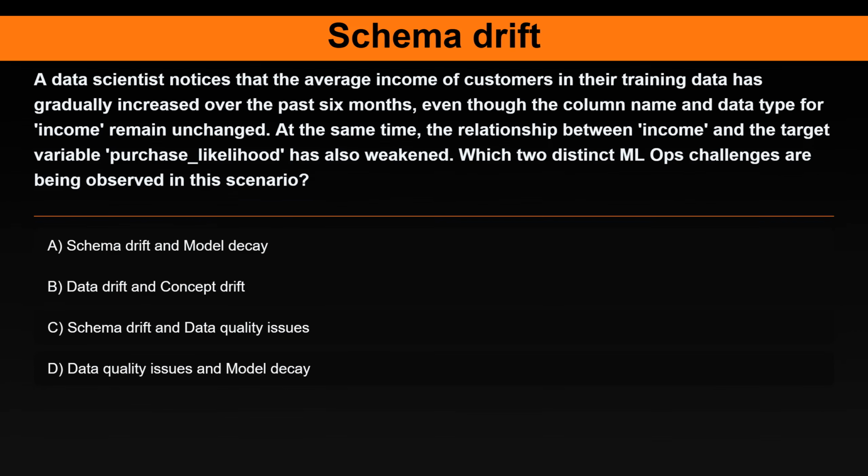Question 6. A data scientist notices that the average income of customers in their training data has gradually increased over the past 6 months, even though the column name and data type for income remain unchanged. At the same time, the relationship between income and the target variable, purchase_likelihood, has also weakened. Which two distinct MLOps challenges are being observed in this scenario? Option A. Schema drift and model decay. Option B. Data drift and concept drift. Option C. Schema drift and data quality issues. Option D. Data quality issues and model decay.